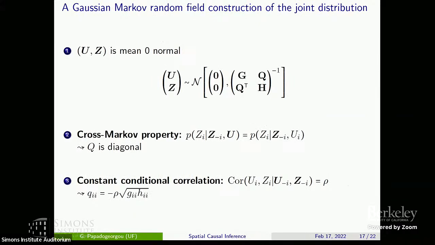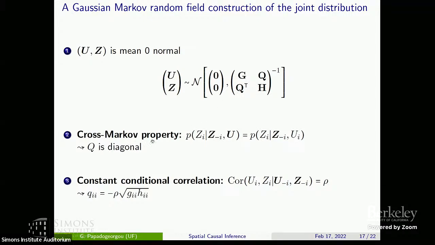So we assume that U and Z follow a multivariate normal distribution, and again, this can be conditional on covariates if you want. So you could have a mean structure here for the Z variable that depends on measured variables. Then we parameterize the covariance matrix of U and Z in terms of its precision matrix. We use the precision matrix to describe these relationships, and we make the following assumptions.